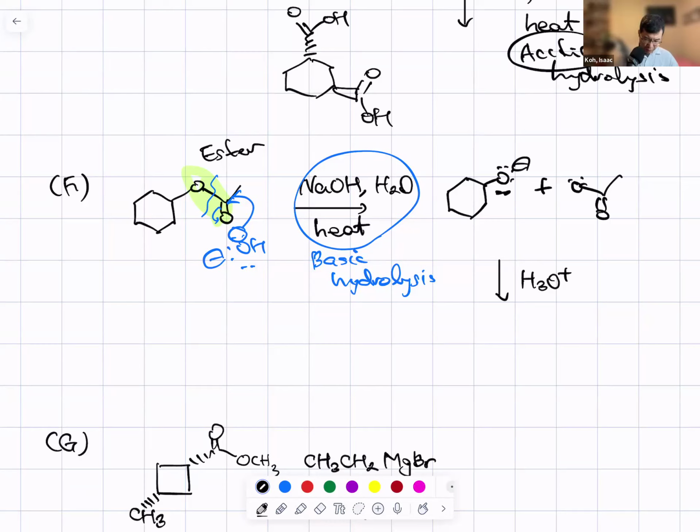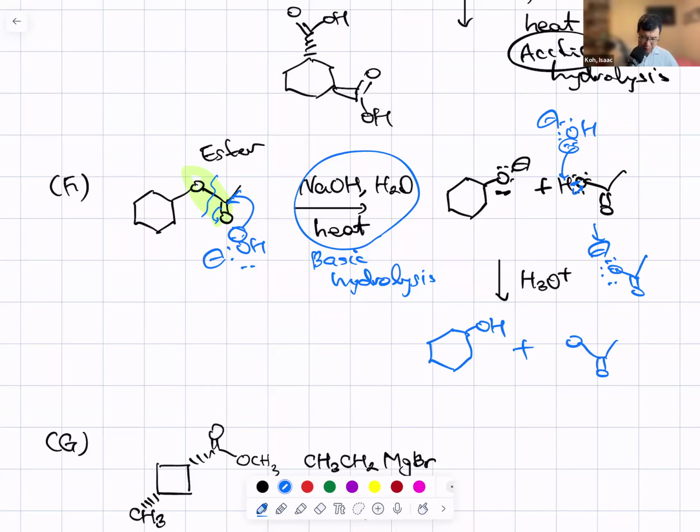OH. First, let me draw this one. After nucleophilic attack, it becomes carboxylate ion and acetic acid, and this one is deprotonated right there. So then it will be forming carboxylate ion. It's making the reaction very favorable. After acidic workup, the oxide ion will become alcohol, and the carboxylate ion will become carboxylic acid.